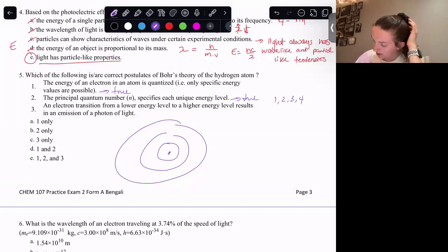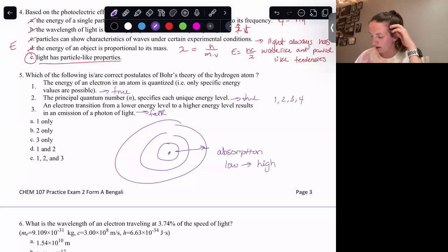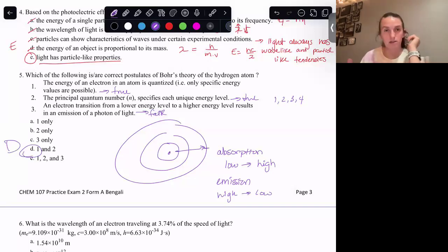And then an electron transition from a lower energy level to a higher energy level results in an emission of a photon of light. We know this is going to be false because in order to go from a lower energy level to a higher energy level, we need to absorb. We need to absorb energy to go from low to high, and we emit from high to low. So 1 and 2 are your correct answers here.